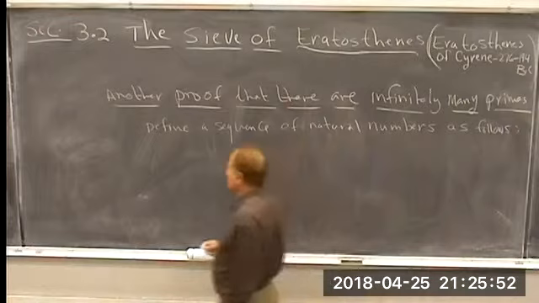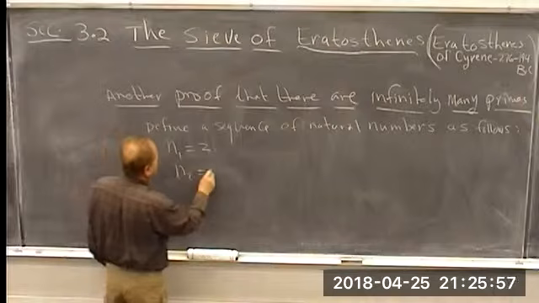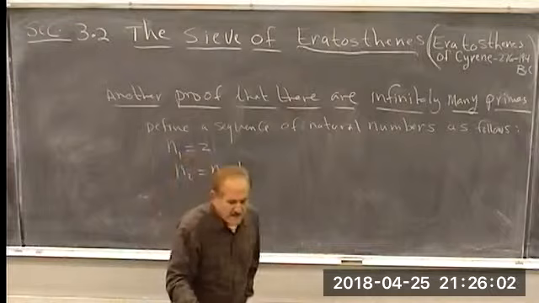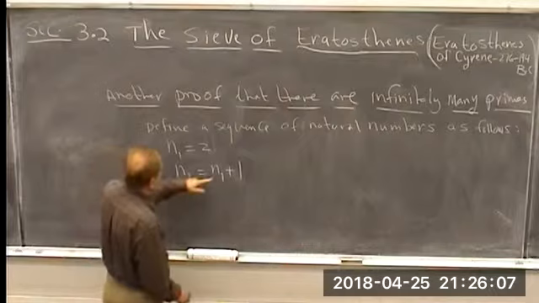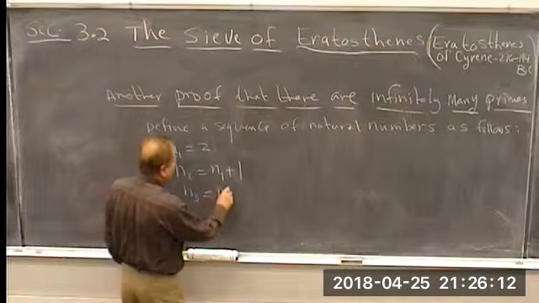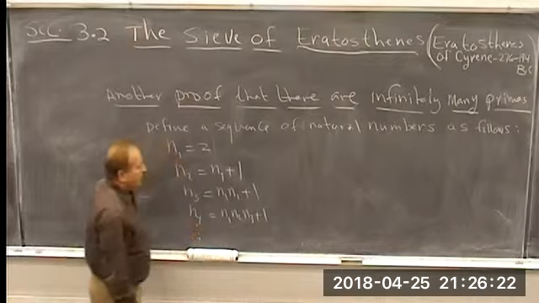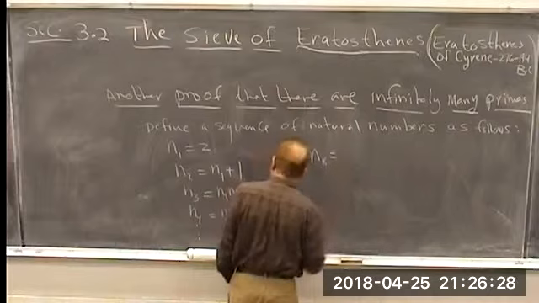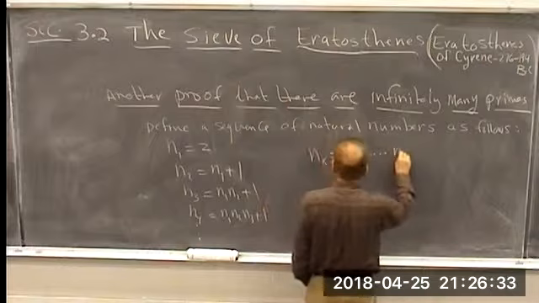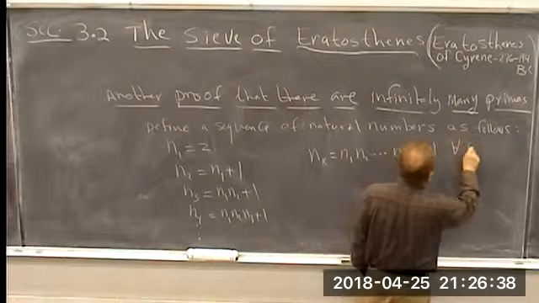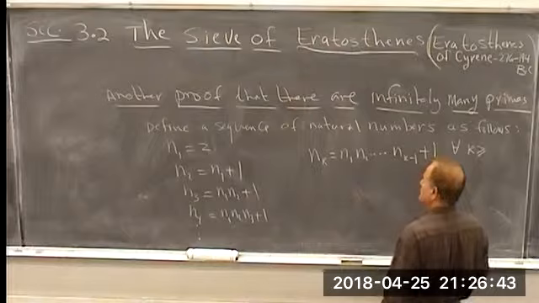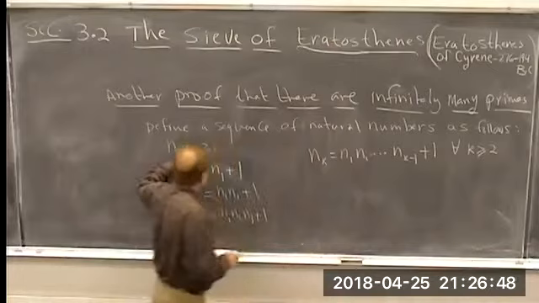equal to 2, n2 is going to be n1 plus 1, and we're going to define n3. It is actually n1 times n2 plus 1, n4 is going to be n1 times n2 times n3 plus 1, and so on. Alright? So in general, we are defining n sub k to be n1 times n2 up to n sub k minus 1, plus 1, for every k bigger than or equal to 2, and taking this to be the initial value.